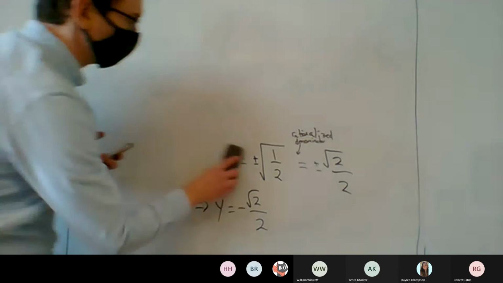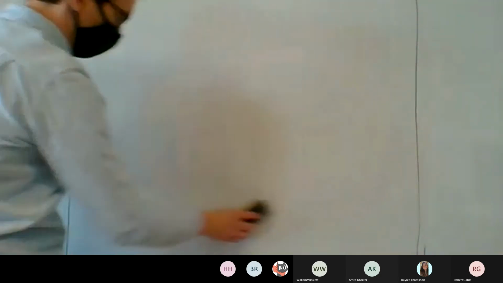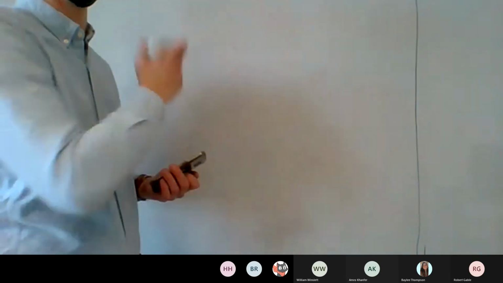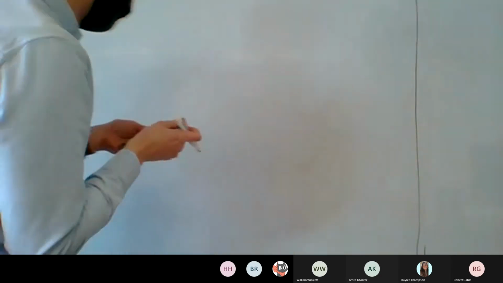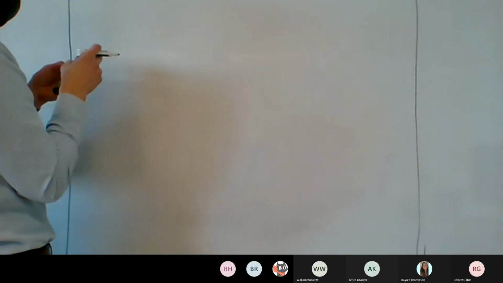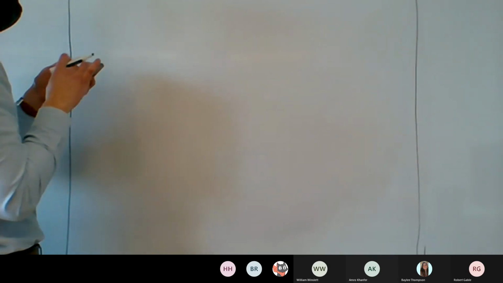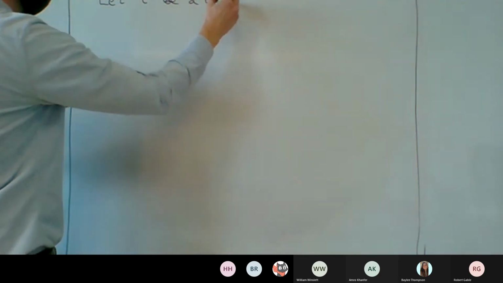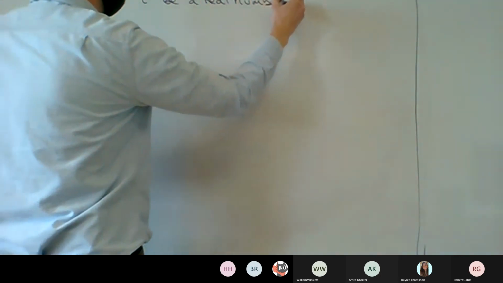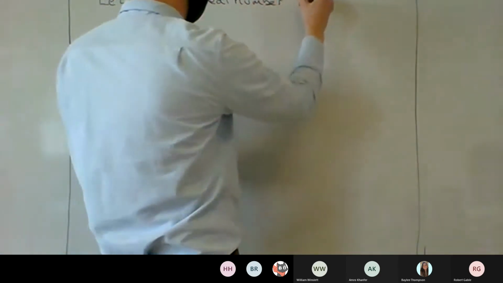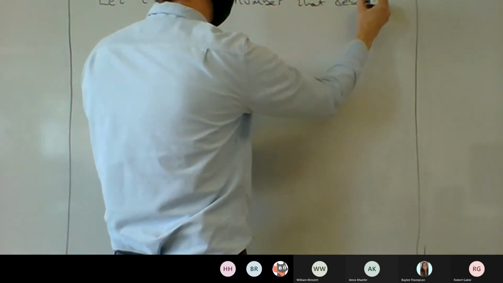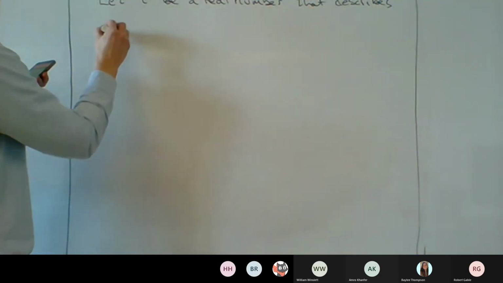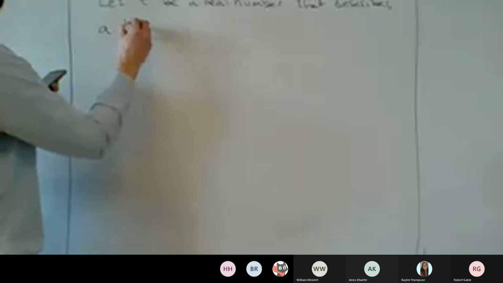Here's where we're really going to get some details that hopefully make this transition from theta to t, from angle to real numbers, make a little bit more sense. Let t be a real number that describes a distance along the unit circle.